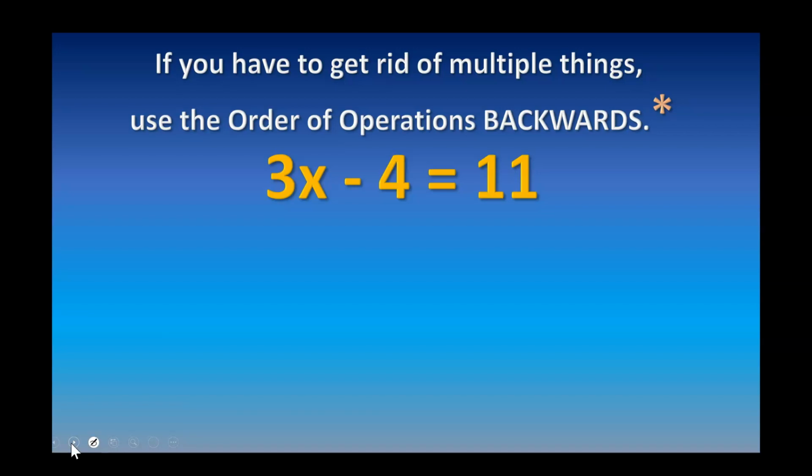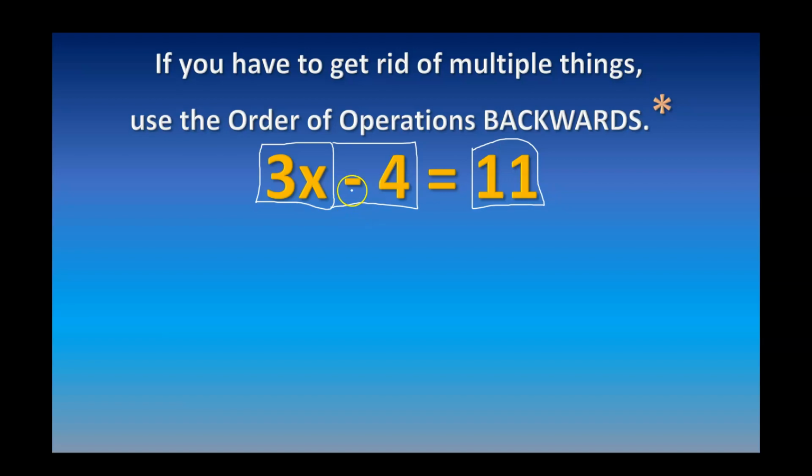What about 3x minus 4 equals 11? Let's put our boxes. 3x gets a box. Minus 4 gets a box. Notice the minus sign stays with the 4. And just because, we'll put a box around 11.